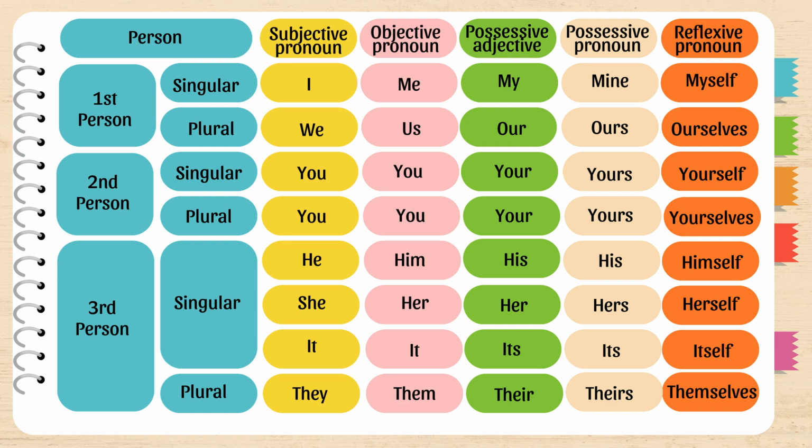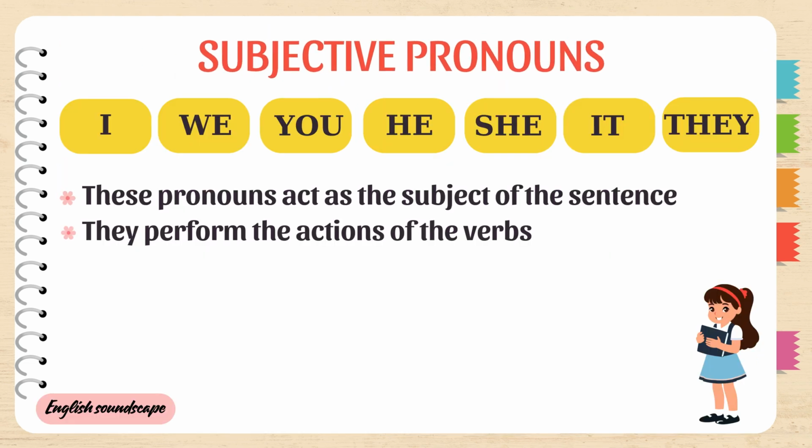Now, let's go through each type of pronoun along with specific examples. First, subjective pronouns. I, we, you, he, she, it, they. These pronouns act as the subject of the sentence. They perform the actions of the verbs. Now are examples of subjective pronouns.